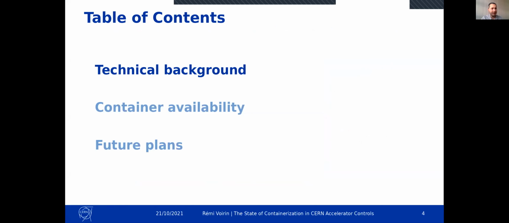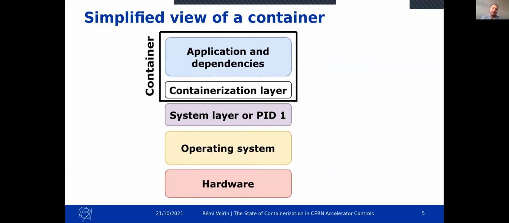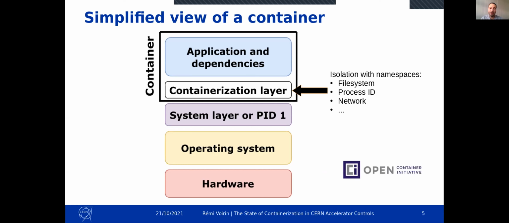So a bit of technical background first. As you can see in this diagram, an application and its dependencies run in a containerized fashion. They are separated from the operating system and init by a containerization layer, which provides isolation on multiple levels: file system, process table, network, and others. And this is all thanks to the Linux kernel namespaces. The Open Container Initiative provides specifications related to how a container is stored and then run.